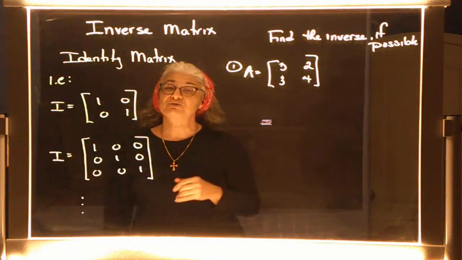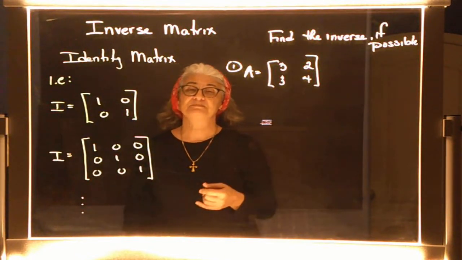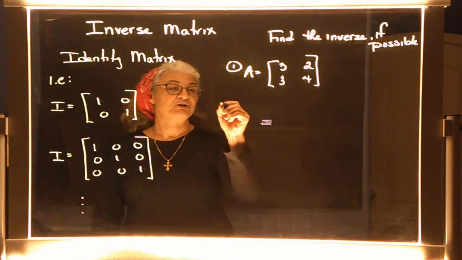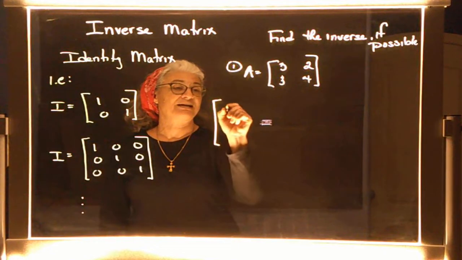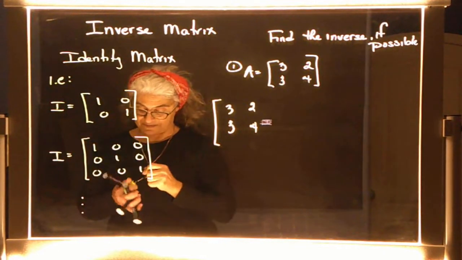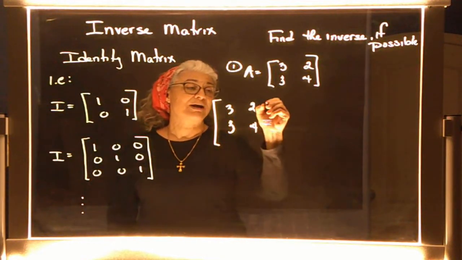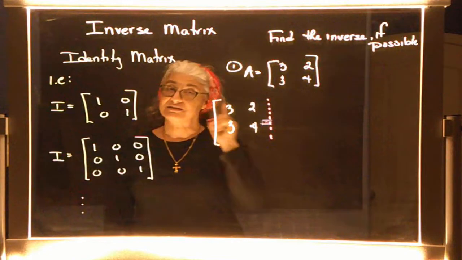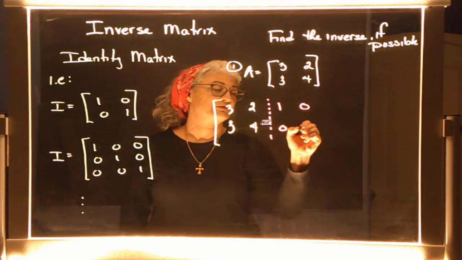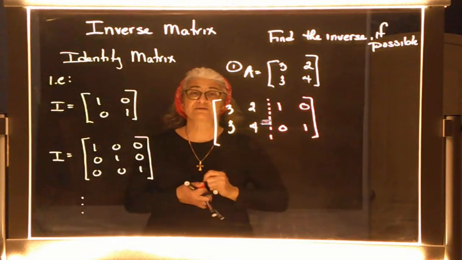Now, gratefully, matrix A is a square matrix. It's a 2 by 2, right? Here is your setup. You are going to set up matrix A. To complete the setup, right next to it, you are going to set up the identity matrix. Ones on the diagonal and zeros everywhere else.